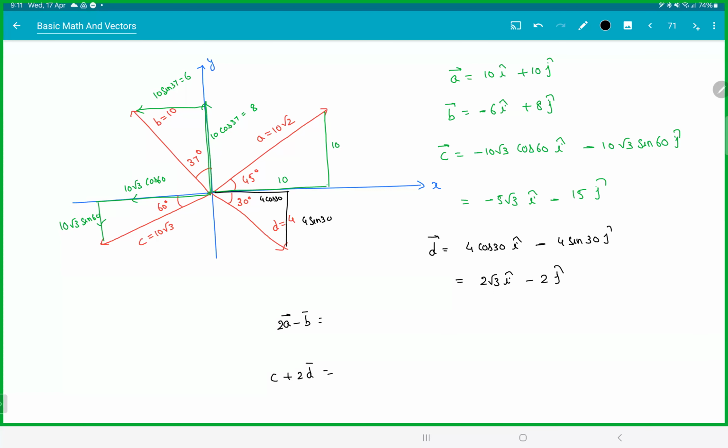Don't hesitate. Ashmit, clear with this? Ashmit, clear? Yes, sir. Finish off. 2A minus B and C plus 2D.